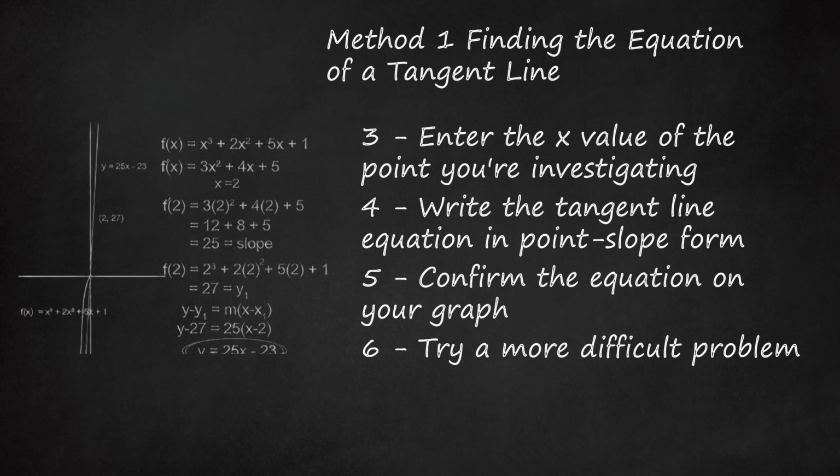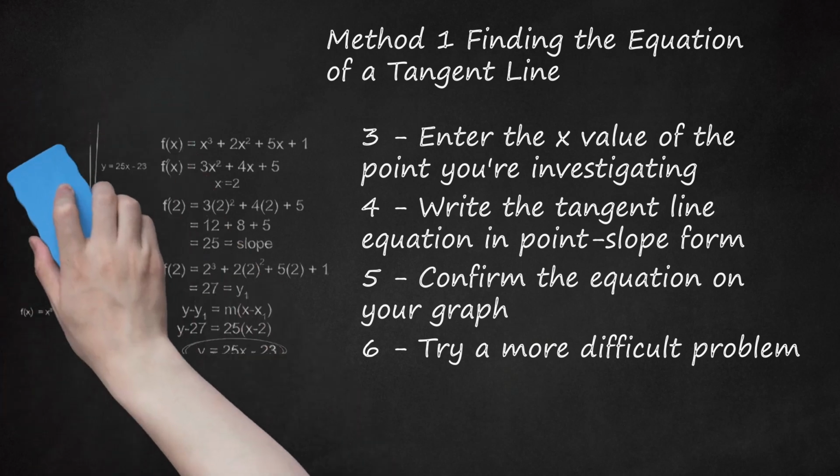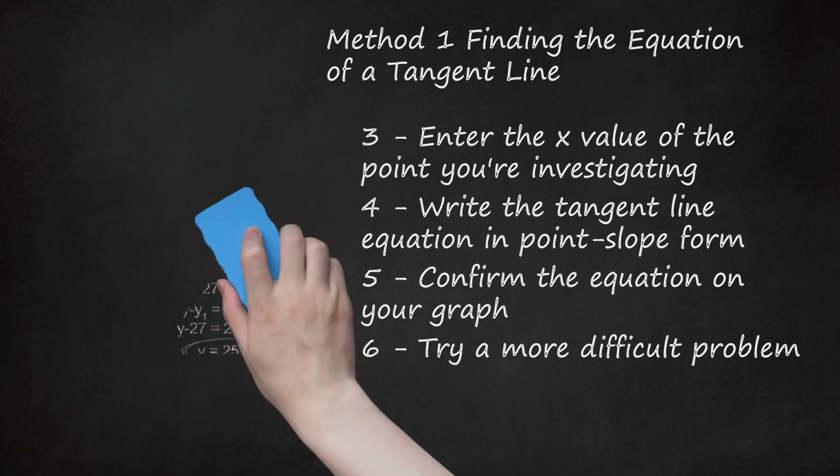Write the tangent line equation in point-slope form, y - y1 = m(x - x1): y - 27 = 25(x - 2). If required, simplify to y = 25x - 23.